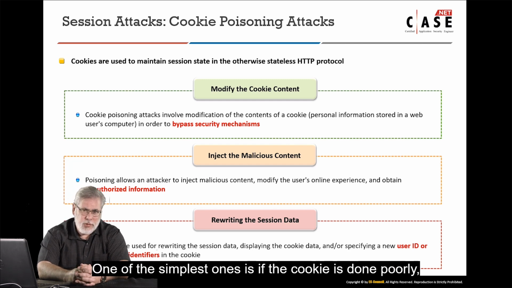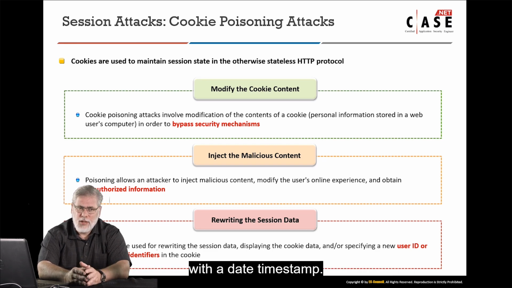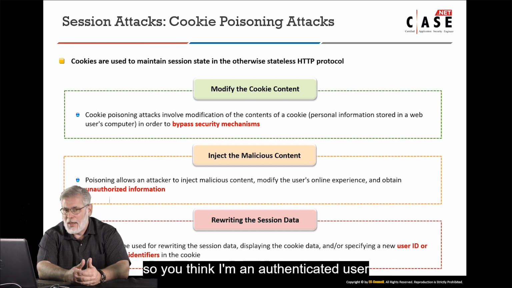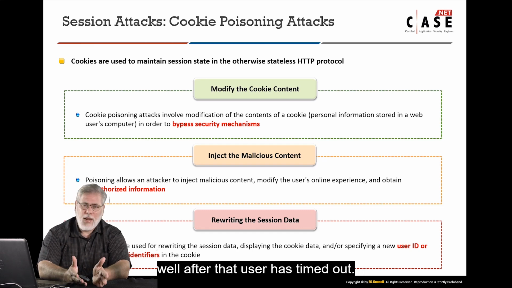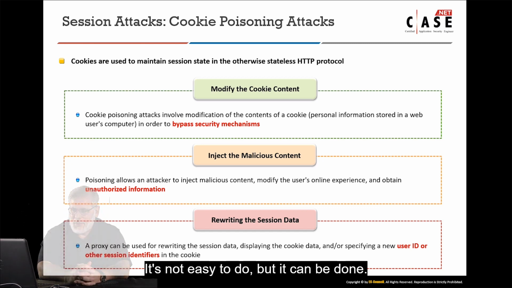One of the simplest ones is, if the cookie is done poorly, it may simply indicate that a user is authenticated with a date timestamp. Well, if I detect that, I might change the date timestamp so you think I'm an authenticated user well after that user has timed out. That's one example. It's not easy to do, but it can be done.